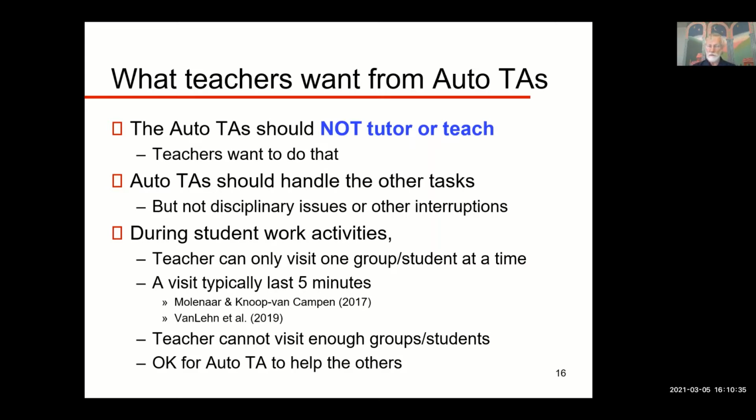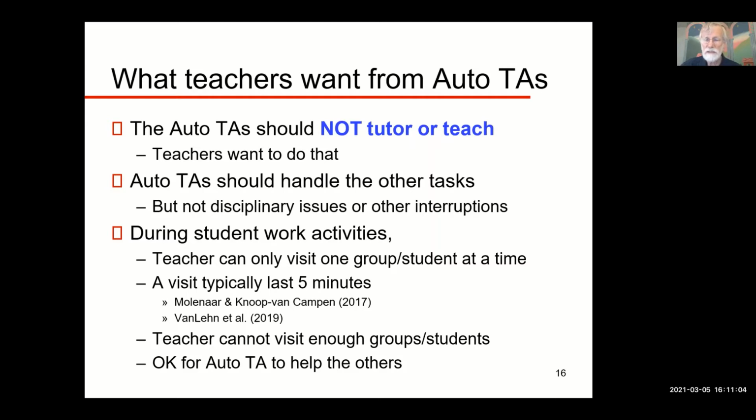However, there's a problem. During student work activities, the teacher is circulating, but the teachers can only visit one group or student at a time, of course. And it turns out, if you videotape the classes, as we have, and other people have too, these visits last about 5 minutes on average. They're not brief, which means in a 30-minute class, the teacher can only visit 6 groups, and there might be a lot more than that. There might be 15 groups.